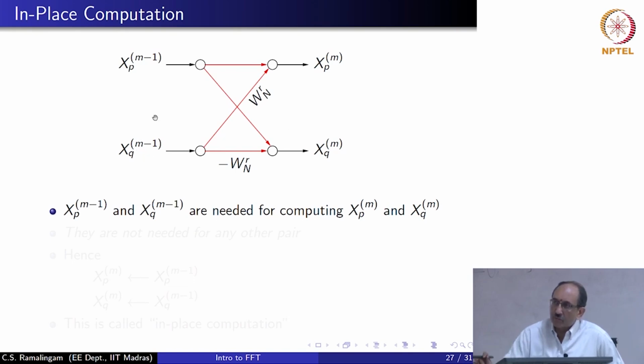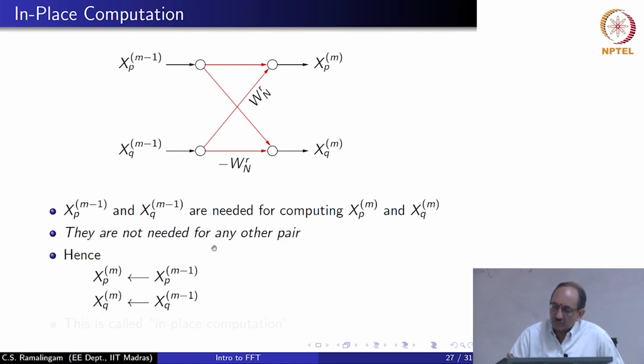So this is how you save memory. And remember, these occurred in the 60s where memory was really costly. So they were worrying about every last bit of efficiency, both in terms of computation as well as storage. So since these are not needed by any other pair, you can overwrite. And this is what is called in-place computation.